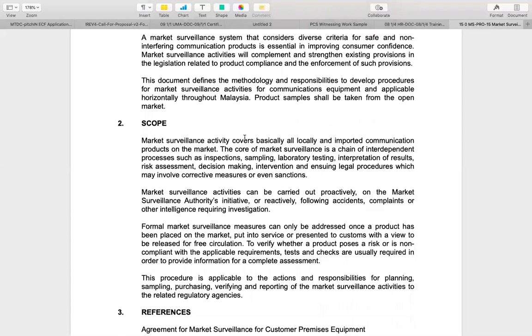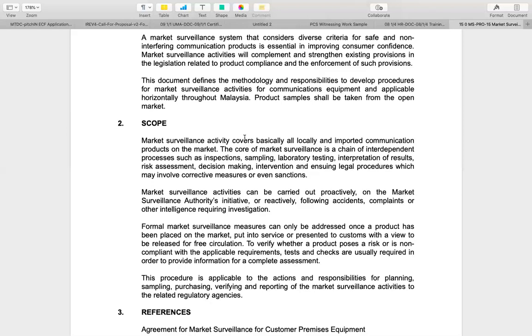So market surveillance here covers basically all locally manufactured or imported products on the market, although I think mostly they are all imported products. So it does not matter; when we do market surveillance, we cover all these products. Unless the regulator requests that we only go for imported products, then we have to do that.